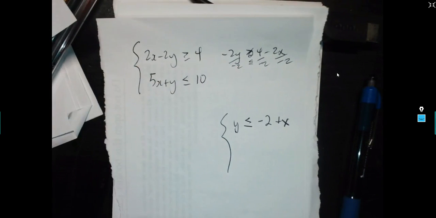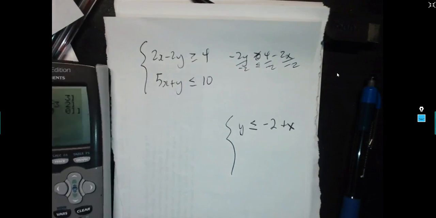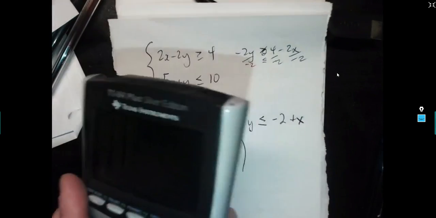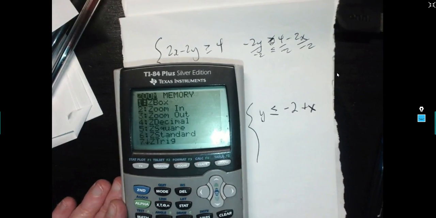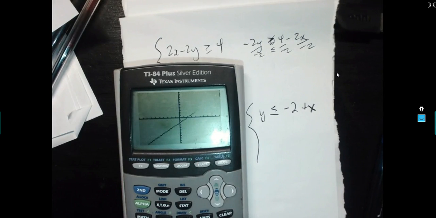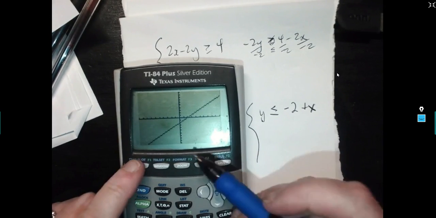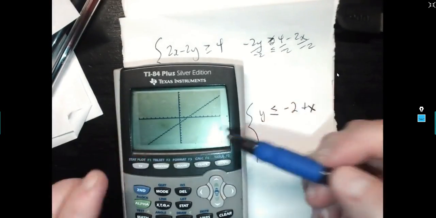Okay, so I'm going to look at that first. Clear this out. So negative 2 plus x. And let's just do a zoom 6. Okay, so I want the line and everything below.